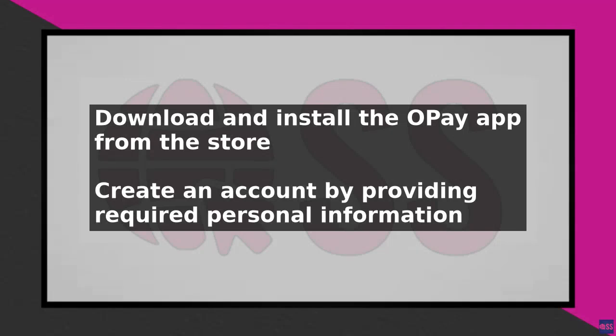Getting a loan from Opay is a straightforward process that can be completed in a few steps. To start, you need to download and install the Opay app from the Google Play Store or Apple App Store. Once installed, create an account by providing the required information such as your name, phone number, and email address.